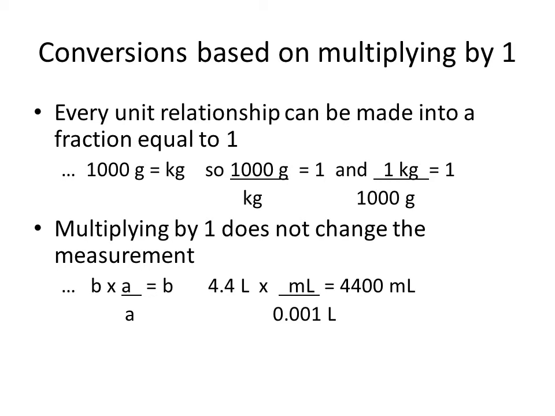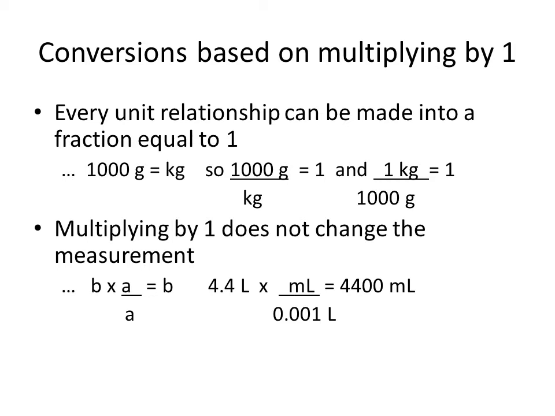Now what we can do is go and take a fraction like this and multiply it by a measurement and change the measurement. Let's take an example right down here. If I want to change 4.4 liters into milliliters, how can I do it? Well, I do it in this manner. I take my fraction and I put the unit I want to get rid of on the opposite side of the fraction to it. You see right here, liters is in the numerator, so in the fraction, liters must be in the denominator. That means the milliliter will end up in the numerator.